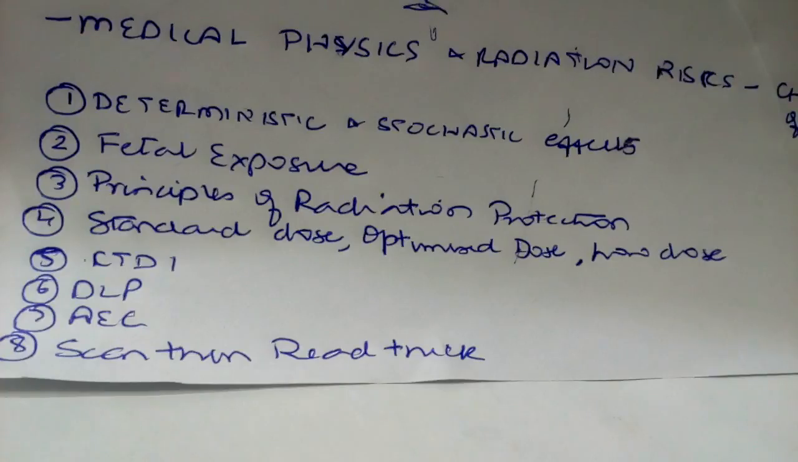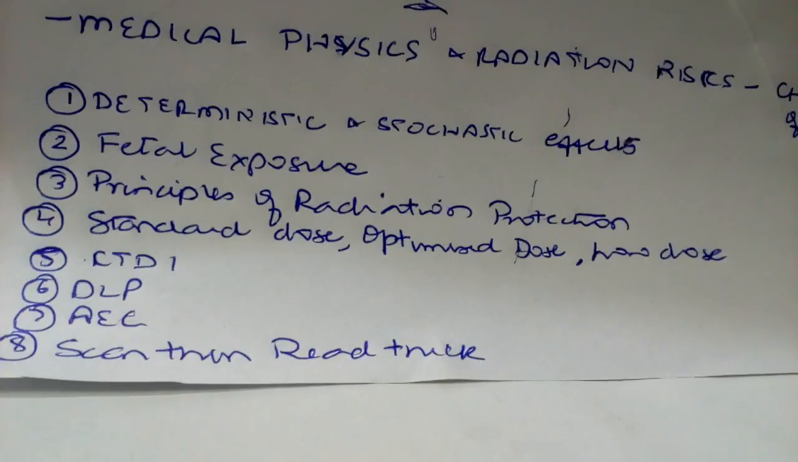CTDI, volumetric CT dosimetry index, is basically a measure of the amount of radiation given by the machine which is absorbed by the patient. Now this is measured by using two polymethyl methacrylate drums which have one central hole and four peripheral holes, and one is of 16 centimeter, another is of 32 centimeter. The 16 centimeter drum represents the head and the 32 centimeter drum represents the body. When radiation is given, it helps us determine how much radiation is being absorbed by the drum.